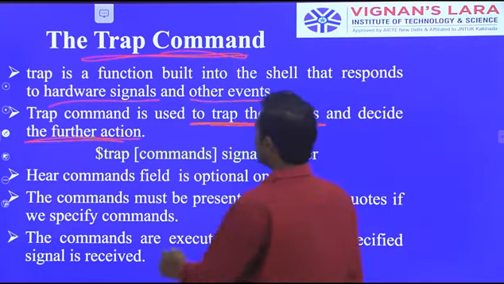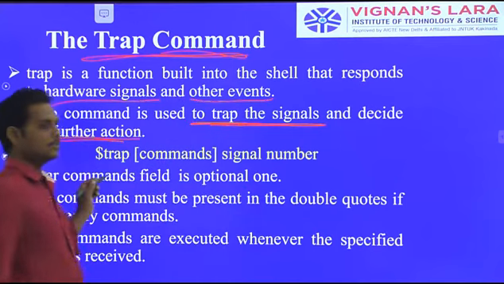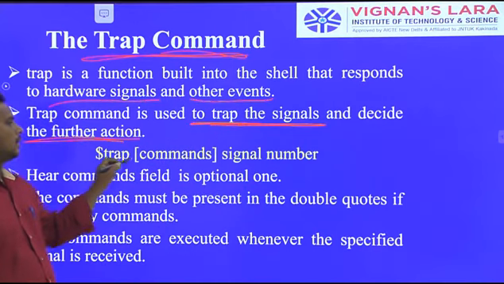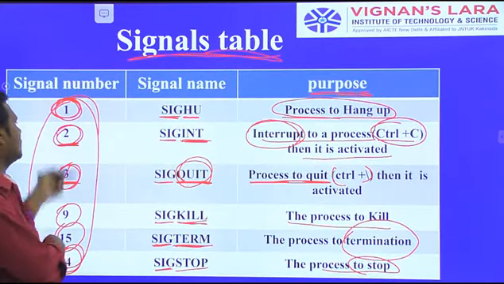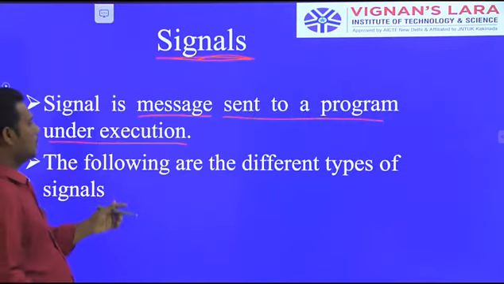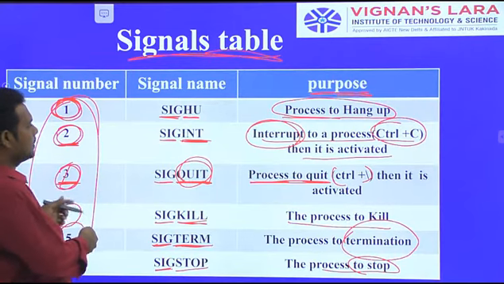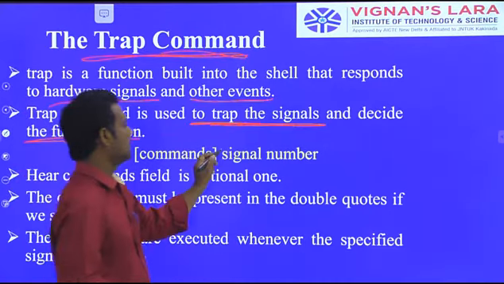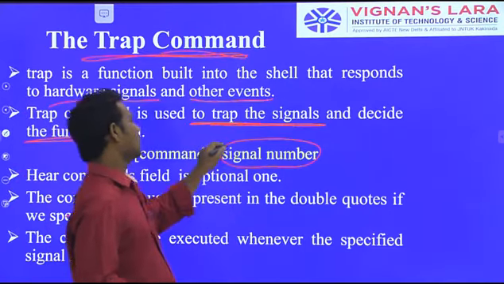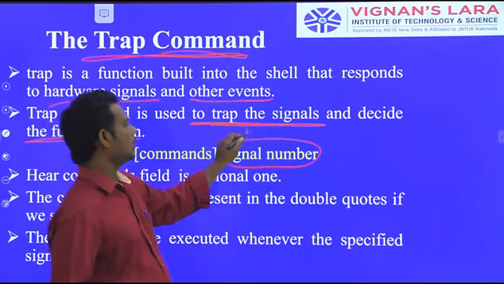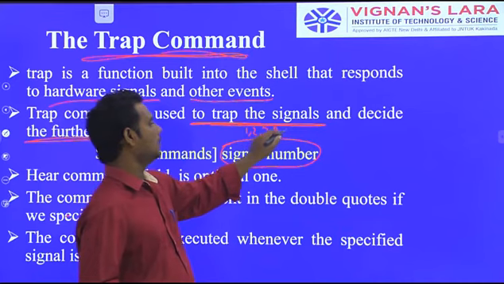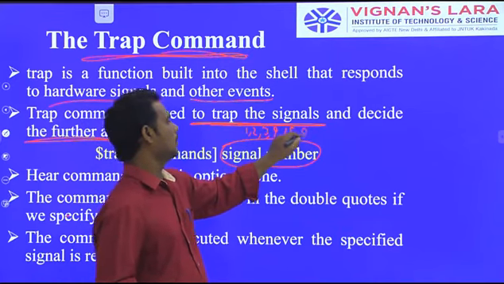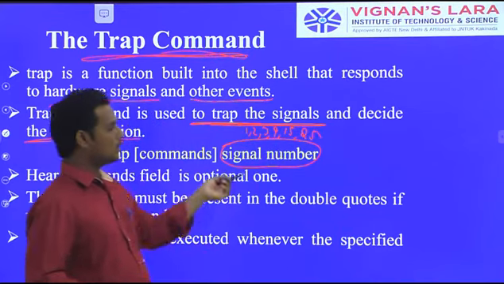So this is the simple syntax: trap, command, signal number. I told you already about signal numbers. These are the signal numbers we want to use in this place. Either 1 we can use, 2 you can use, 3 you can use, 9, 15, 24. These are the signals we know.